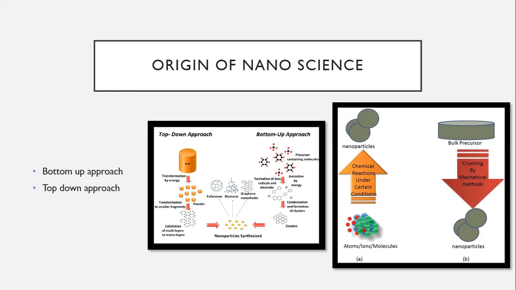So there are two main approaches to the origin of nanoscience. In the bottom-up approach, materials and devices are built from molecular components which assemble themselves chemically by principles of molecular recognition. And in the top-down physical approach, nano objects are constructed from larger entities without atomic level control.